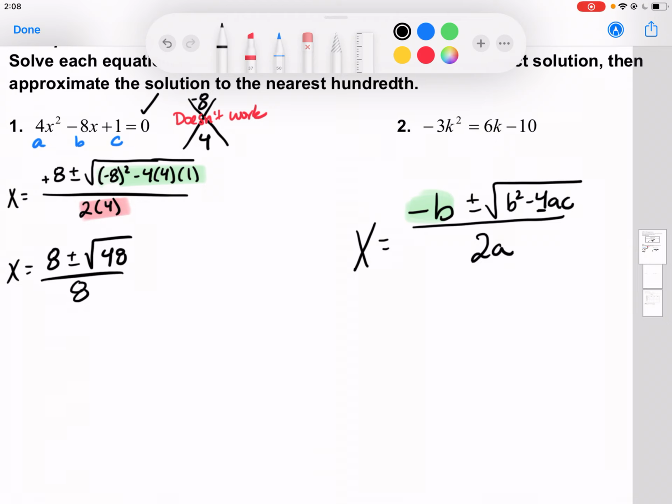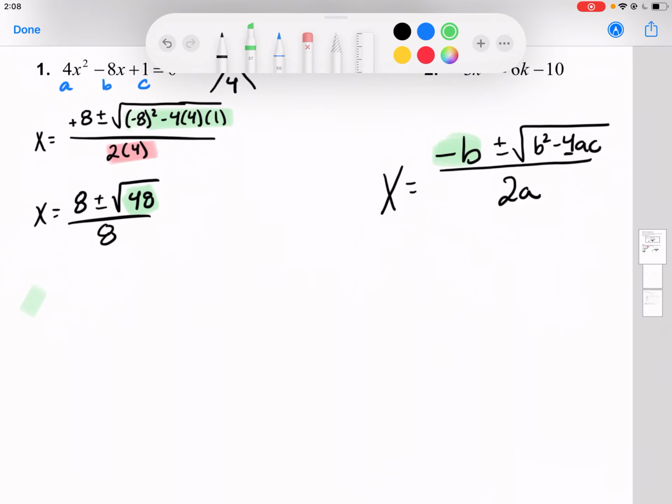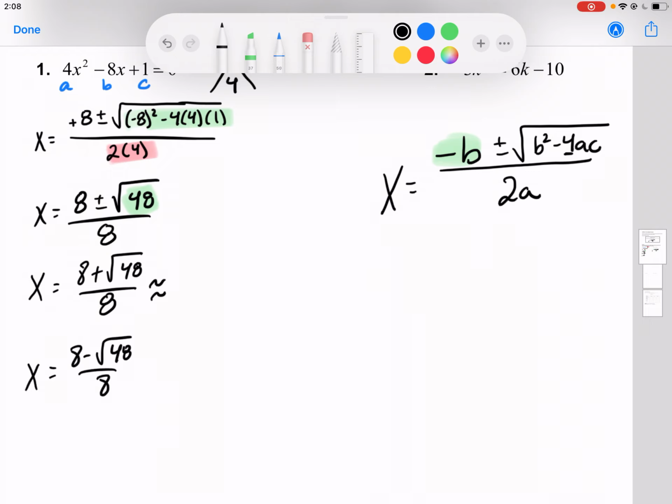I'm going to call that the exact answer. You can simplify that. So 48 is the same thing as 16 times 3, and you can simplify that from there. But we're not going to worry about that because we're just going to go ahead and find approximate answers. So to do that, you take 8 plus the square root of 48 and divide it by 8 in your calculator and find the approximate solution. And then the other one would be 8 minus the square root of 48 over 8 and find that approximate solution. So we're going to go ahead and do that.